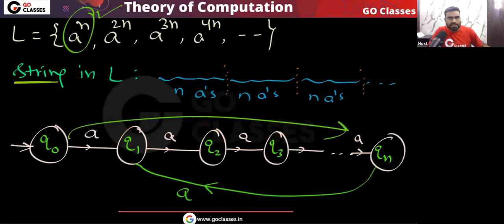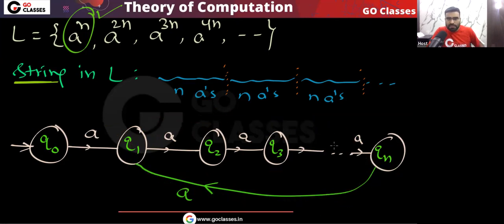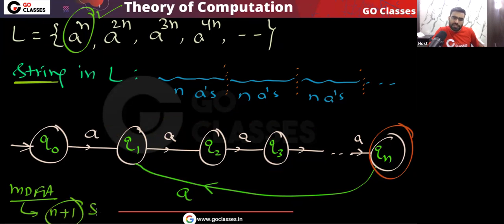Initially n a's, then n more a's, then n more a's, and so on. This last state will be your final state. So finally, what is the answer? Tell me, how many states does the minimal DFA have? The minimal DFA will have n plus 1 states.